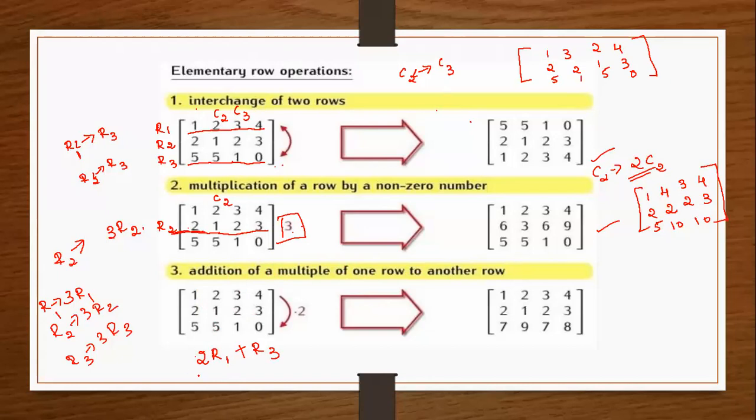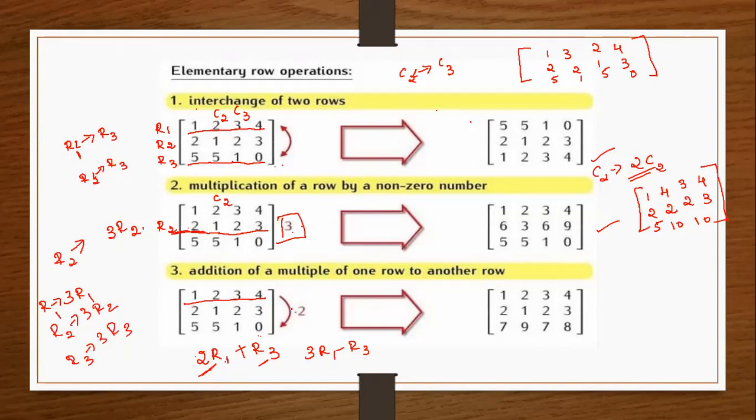Got it? So multiplication and addition you are doing at a time. So first what you do? First multiply R1 with 2 and then you add it to R3. You can subtract also. You can do like this, 3 into R1 minus R3. That also you can do. So at a time we are doing multiplication as well as addition.